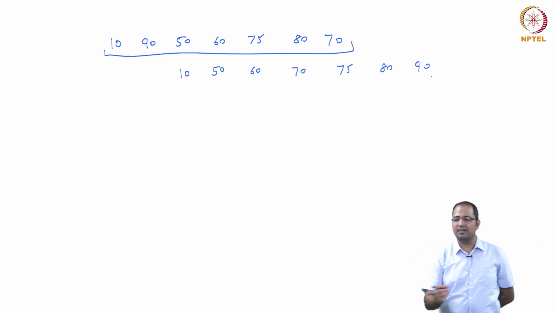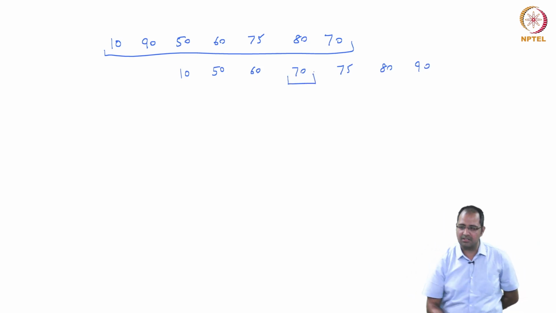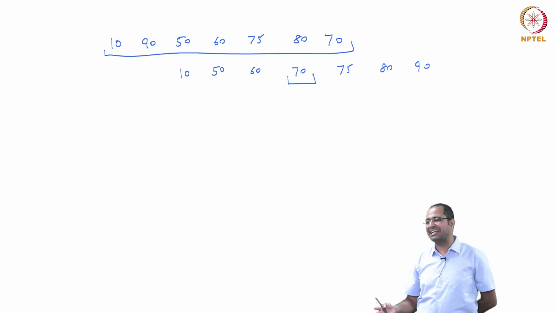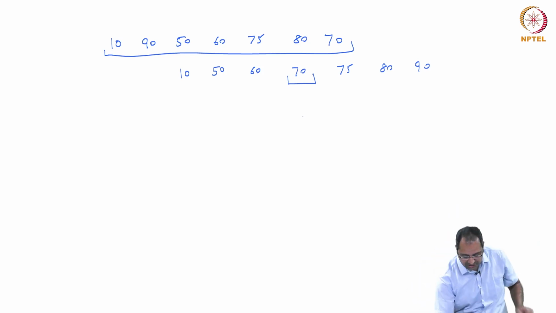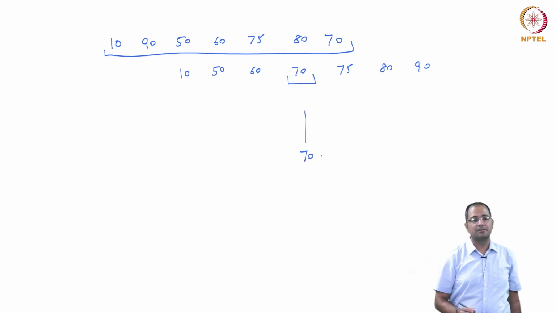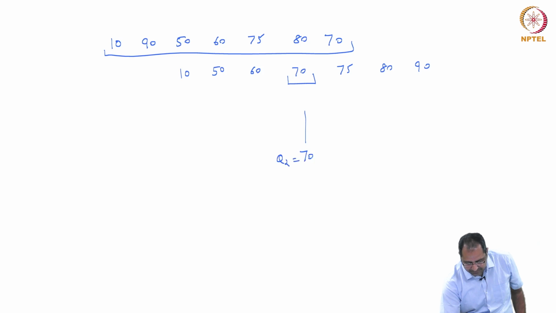So ascending order. After that, I identify the median. This is the median, central, the middle value. If let's say the data points are 8, so after arranging ascending order, I would look at the middle two values and take their mean to identify the median. So this is the median. So median is 70. This is second quartile. Median is the second quartile.